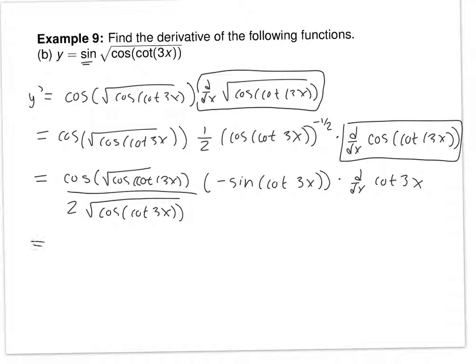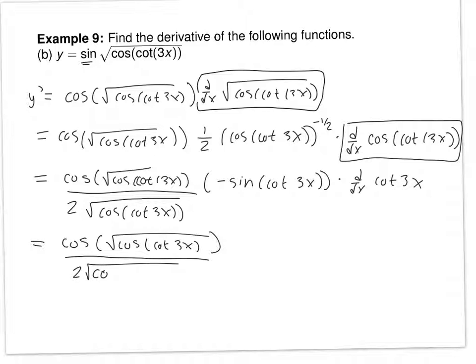Okay, you can do this. Cosine of root cosine cotangent 3x over 2 root cosine cotangent 3x times negative sine cotangent 3x, and then we're going to do the last bit fast. What's the derivative of cotangent? Negative secant squared, 3x stays, and then times one more chain rule. What's times derivative of 3x, which is just 3.